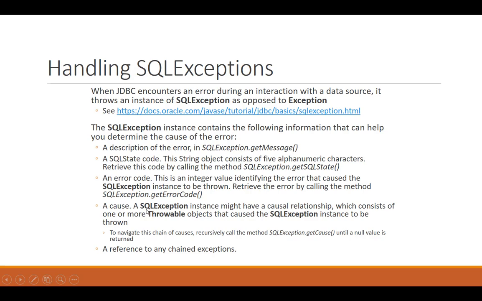And then you'll also have a cause. The SQL exception instance might have a causal relationship. In other words, it might be part of a daisy-chained exception. And so that can cause one or more throwable objects to throw a SQL exception. So to navigate through that chain, you just simply recursively call getCause until a null value is returned, and that will walk the chain till you get to the original source. Fairly straightforward in terms of exception handling.